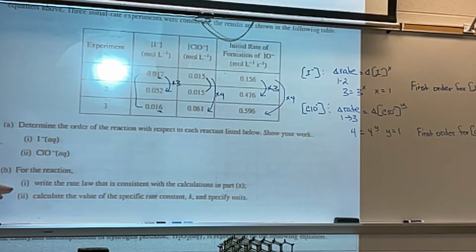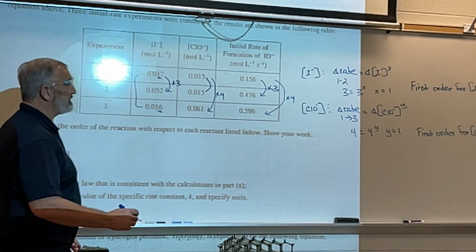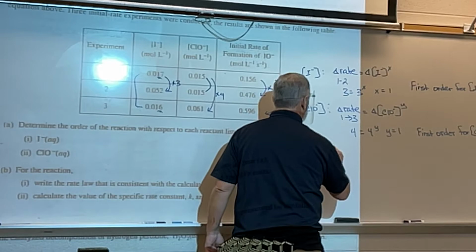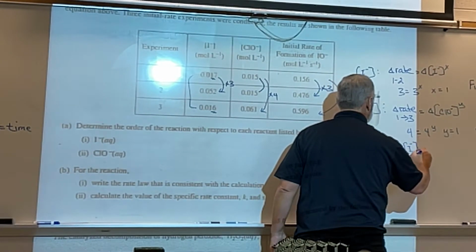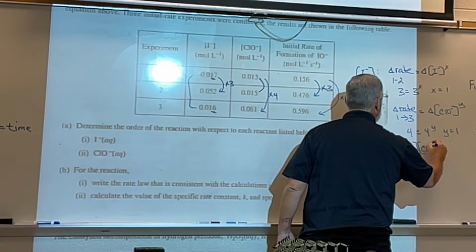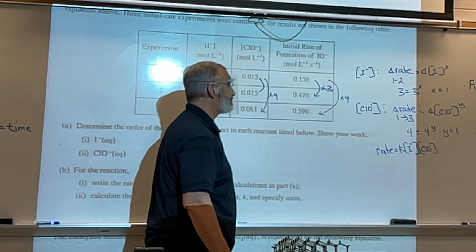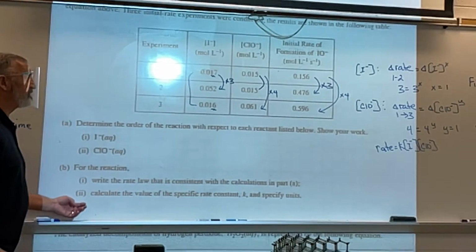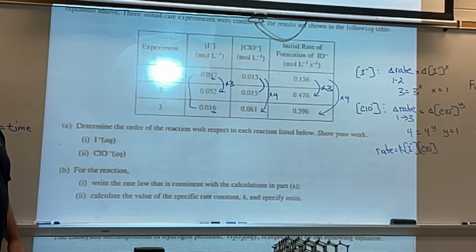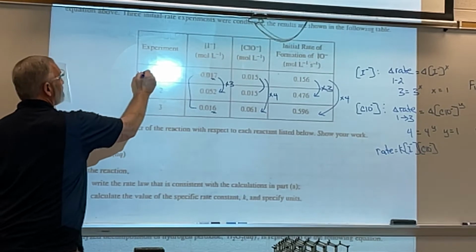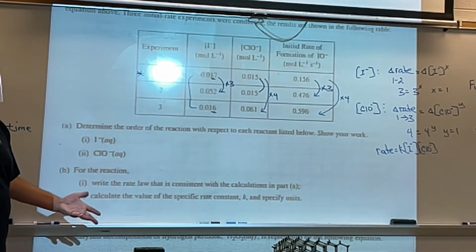So now, write the rate law. Well, the rate law is easy. Rate is equal to K times I minus, ClO minus, 1 to 1. Then calculate the specific constant, the rate law constant. So what do I do on that? Pick one. I always pick the first one. It doesn't matter which one you pick. It's supposed to be constant.